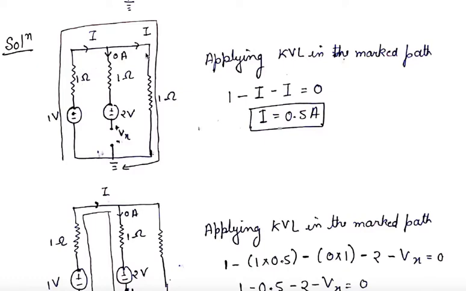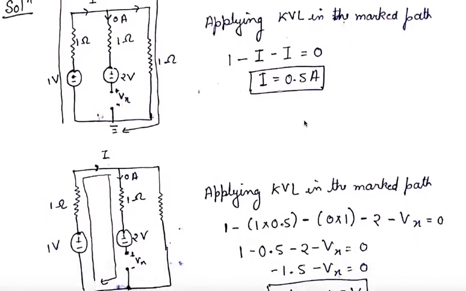Then we'll move here. Again we are going in the direction of current. The polarity will be from positive to negative, so our voltage will come out as negative, and the resistor is 1. So the voltage is again I into R, that is I into 1, minus I, and that would be equal to 0 as per our KVL. While solving this equation, we find out the value of I, that is 0.5 ampere. Now we'll find out the value of Vx.